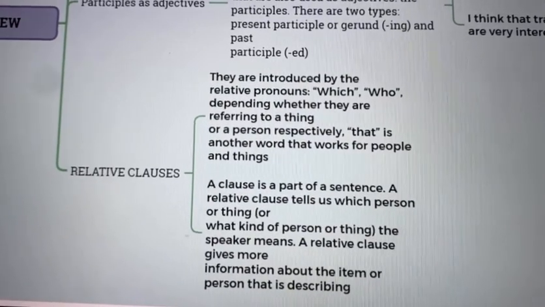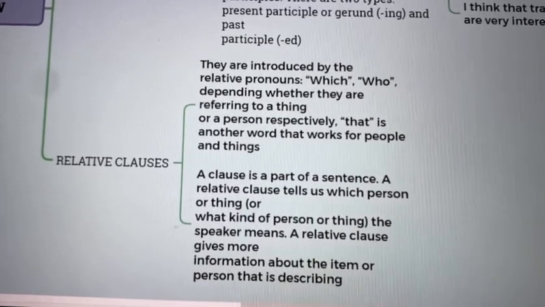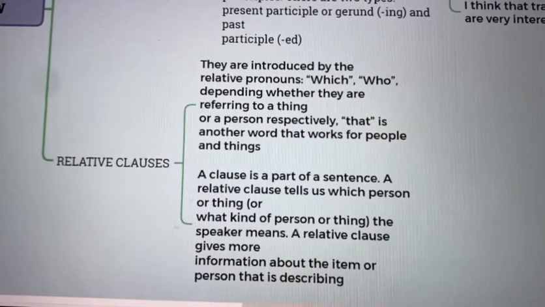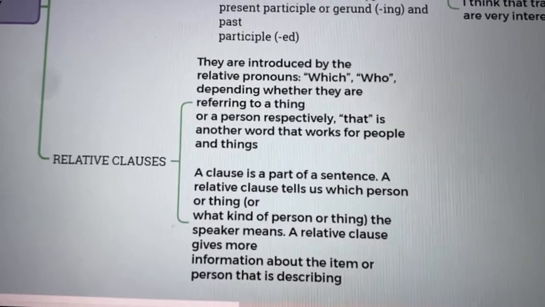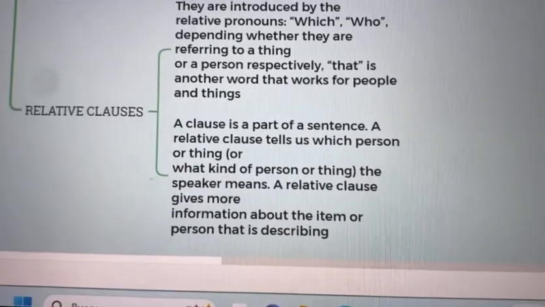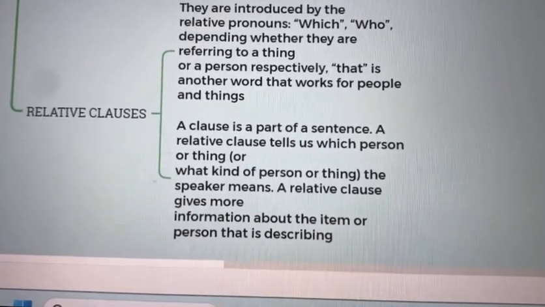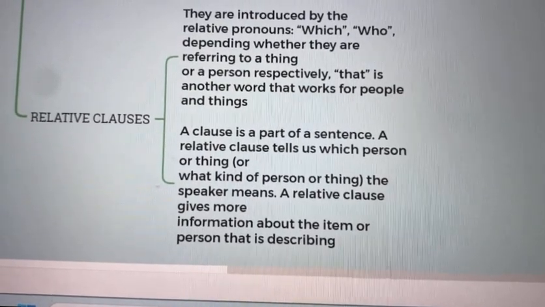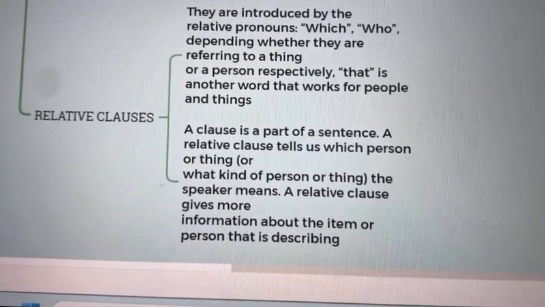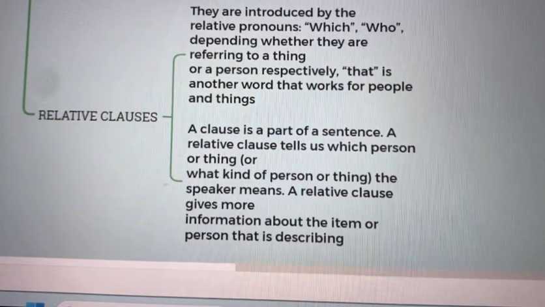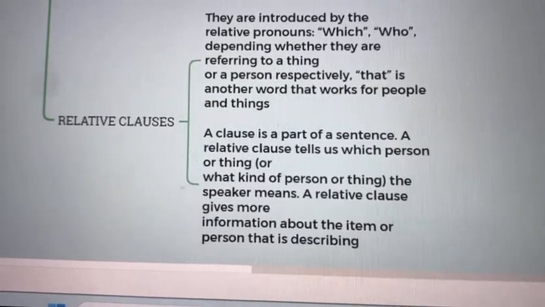Relative clauses. They are introduced by the relative pronouns which or who, depending on whether they are referring to a thing or a person respectively. That is another word, that, used for people and things. A clause is a part of a sentence. A relative clause tells us which person or thing, or what kind of person or thing the speaker means. A relative clause gives more information about the item or person that is being described.